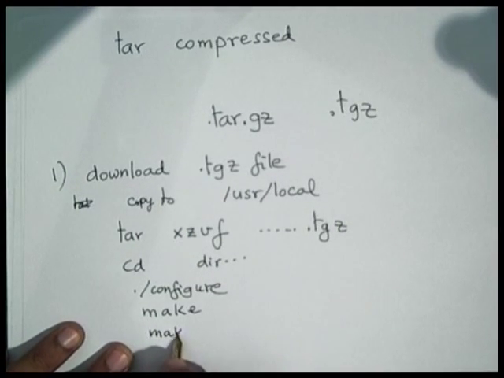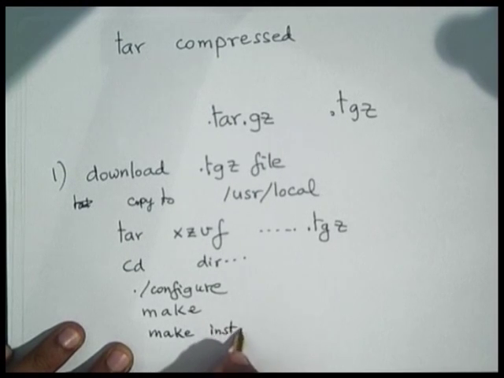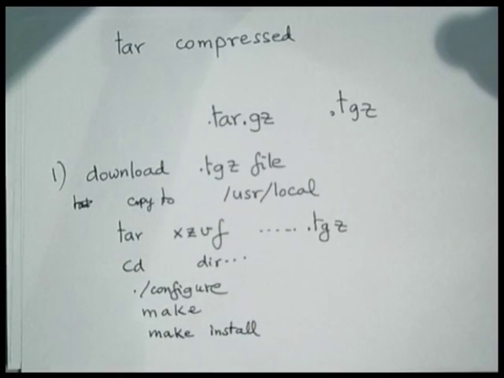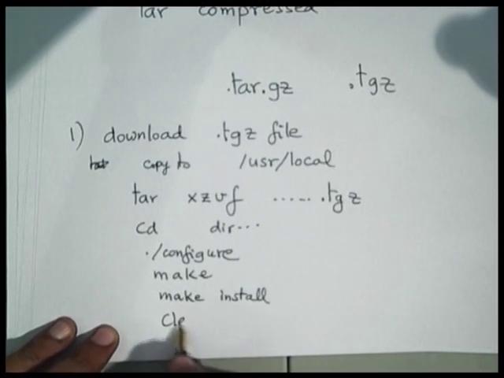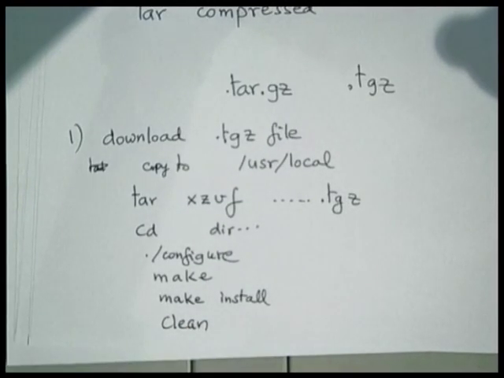you run make install. Make install copies the binary to user local bin, copies the library to user local lib, whatever I had explained earlier, that is automatically done by make install. And finally, optionally, you can do clean. This is optional. Because installation has been done, clean will remove all the extra object files, various things which have been created. And now you have this program available in user local bin, people will be able to use it.